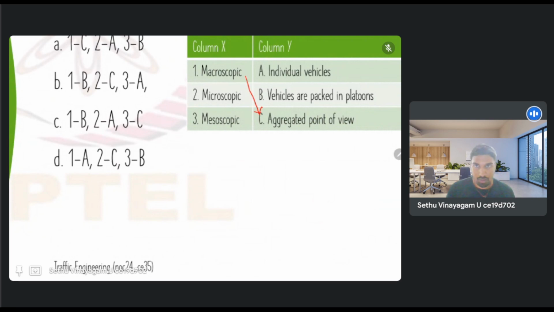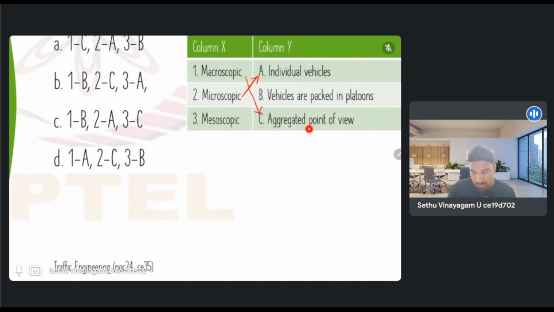Then we have the microscopic approach, which is the other extreme. Instead of looking at all the vehicles together, we look at individual vehicles and their responses. Like in the car following model, we look at how each vehicle is going to respond. So that is the microscopic. These are the two extreme approaches.